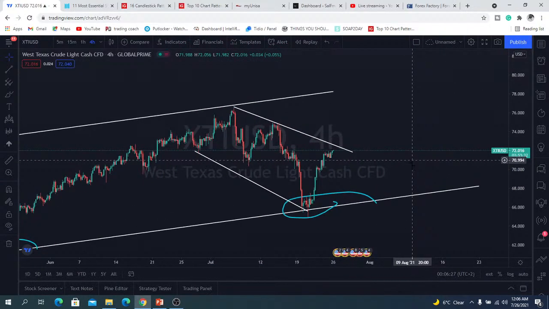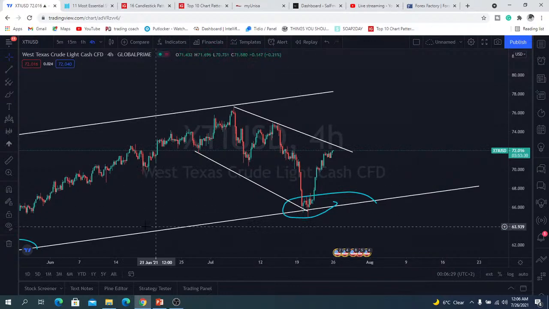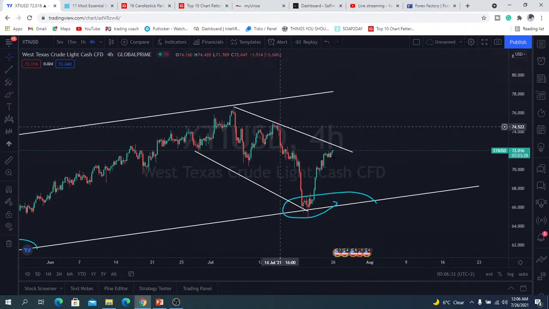So we are here. Inside this channel, we have another channel right here, of which now the market is heading towards that trend line right here. Obviously, at this point, we are going to wait to see if it breaks or it rejects.